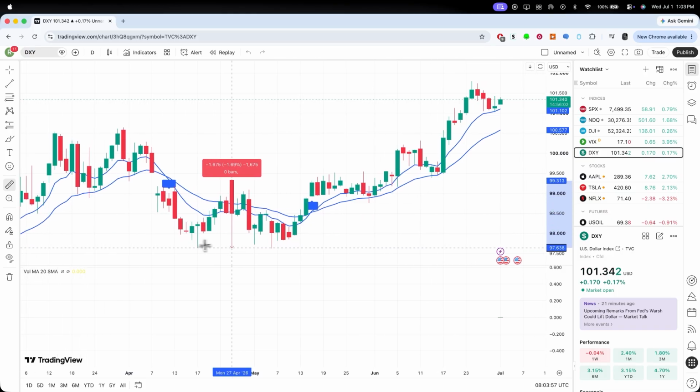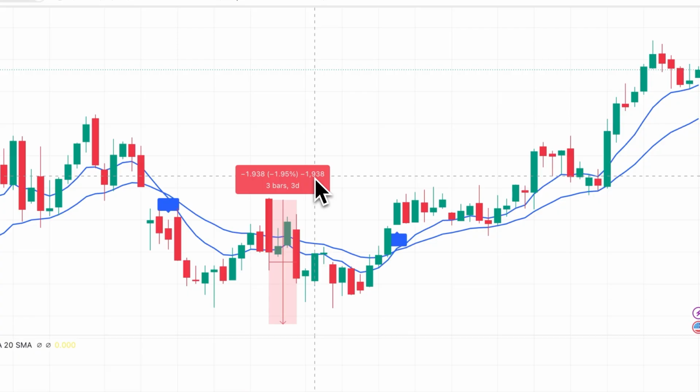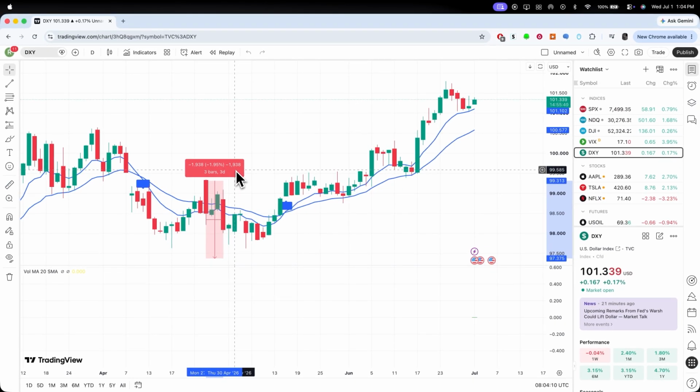Hold the left mouse button and drag your cursor to the second price level. You can drag upward to measure a potential profit or downward to measure a potential loss. After releasing the mouse button, TradingView will instantly display the measurement details.